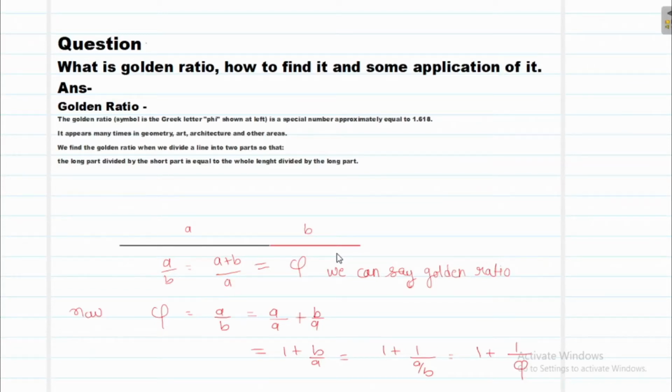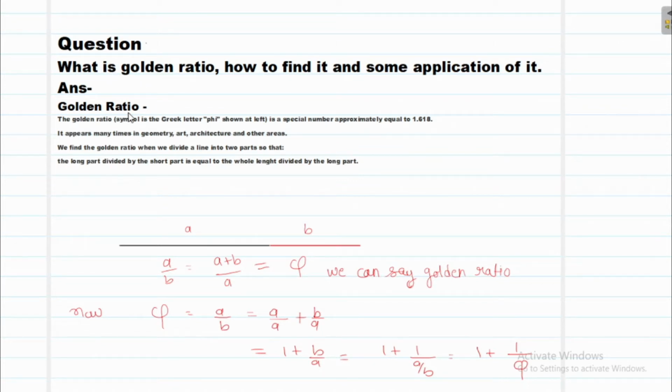Hello, welcome to all. So today our question is: what is the golden ratio, how to find it, and some applications of it. First we understand what the golden ratio is. Then we will find the value of the golden ratio, and we will discuss what the applications of the golden ratio are. So first we discuss what the golden ratio is.